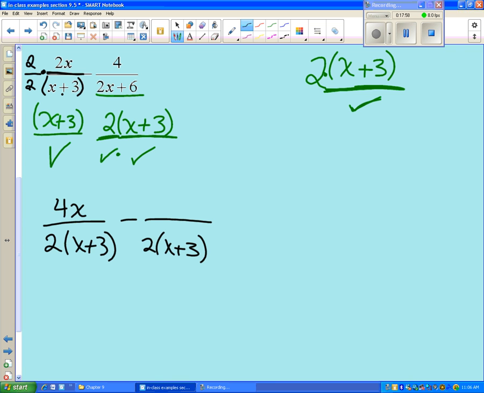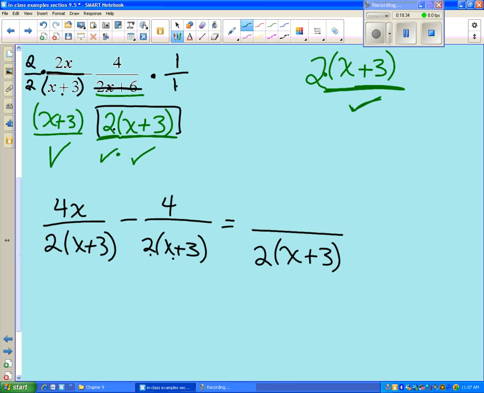Over here, my denominator is 2 times x plus 3. I changed 2x plus 6 to 2 times x plus 3. That is my common denominator. So technically, I'm multiplying by 1 over 1. 2 times x plus 3 times 1 is 2 times x plus 3. 4 times 1 is 4. So again, at this point, I have my common denominator, my least common denominator, of 2 times x plus 3. So I can just subtract my numerators. This is 4x minus 4.